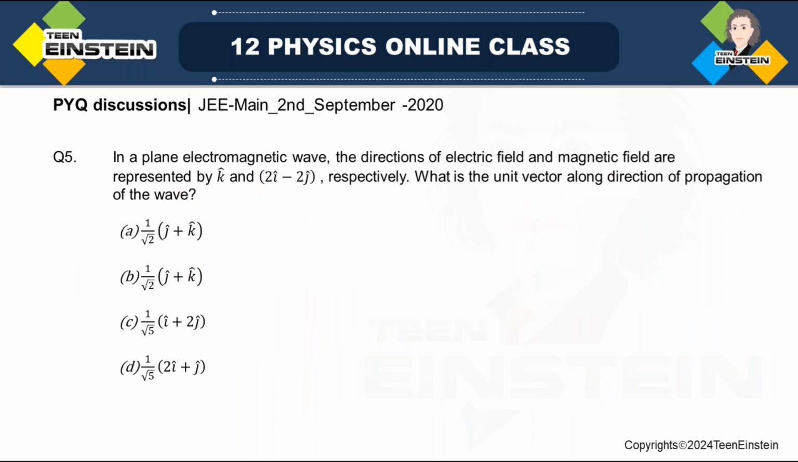Now we'll take up another problem. In a plane electromagnetic wave, the direction of electric field and magnetic field are represented by this and this. So you can see this is given as unit vector, direction of E, but direction of B magnetic field is given in terms of vector. Then you have to find out the unit vector.